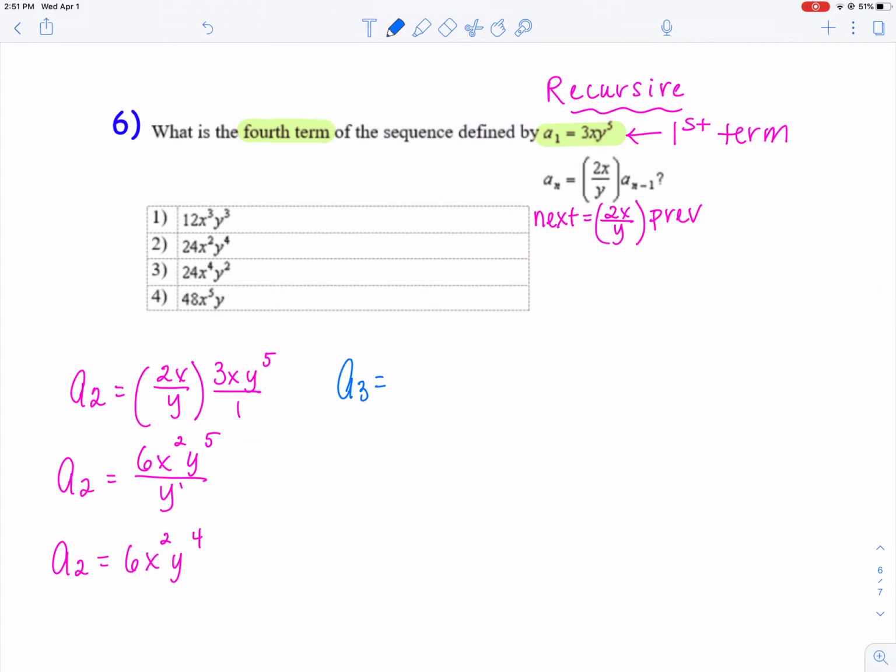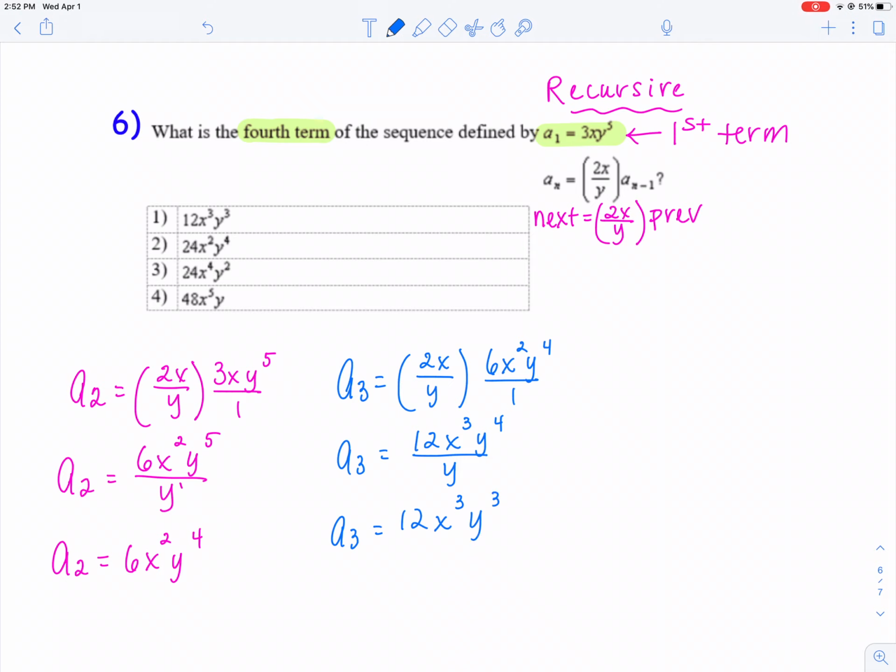To get term 3, I'm going to once again take 2x over y, and multiply it by the previous term. My previous term is no longer 3xy to the fifth. It's now 6x squared y to the fourth. I'm going to put it over 1 for me to simplify. And to get my a sub 3, I'm going to multiply 12x cubed y to the fourth divided by y. You're going to start to see your pattern. 12, I'm keeping my x cubed, and my y is going to decrease by 1.